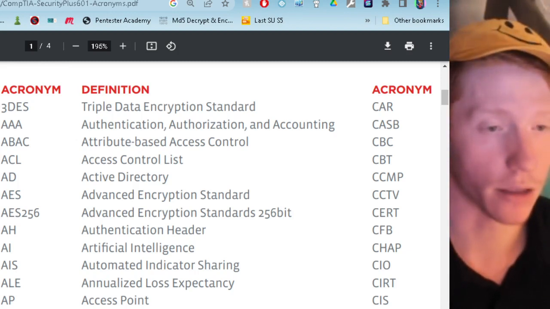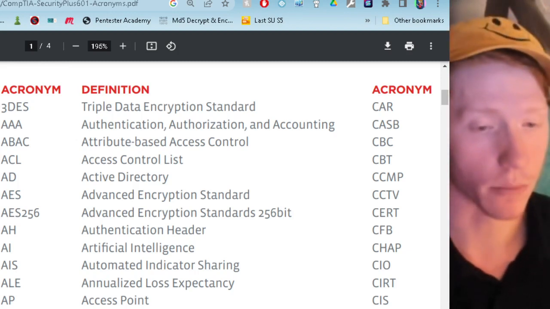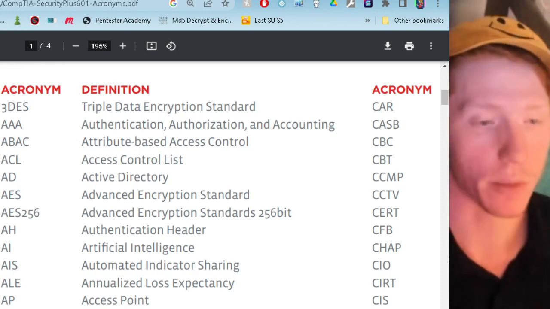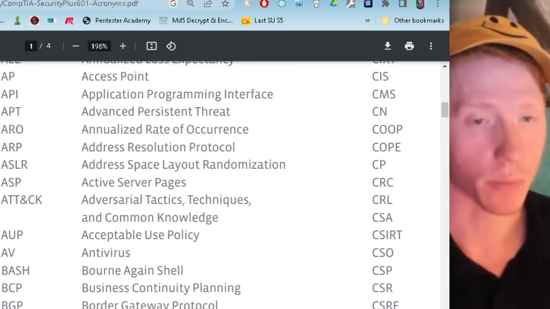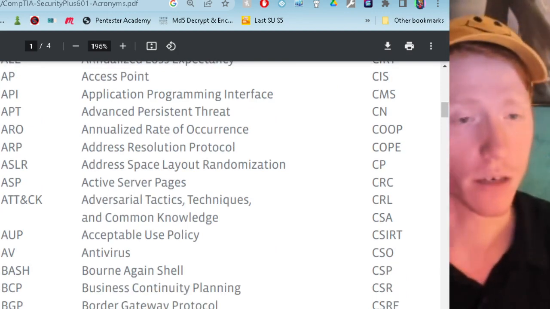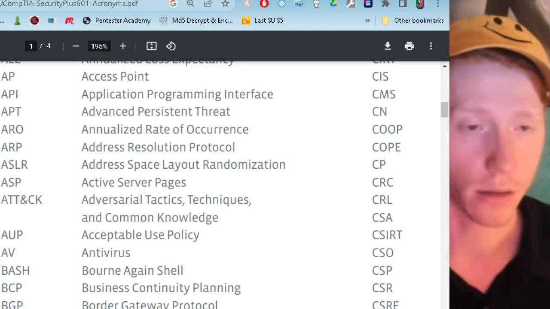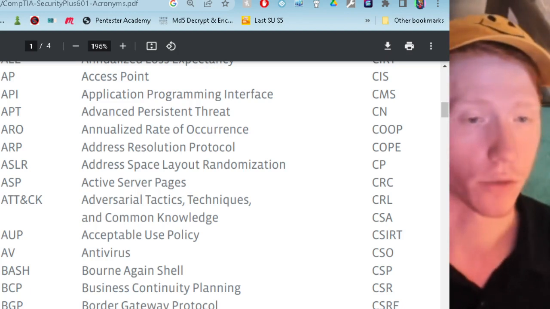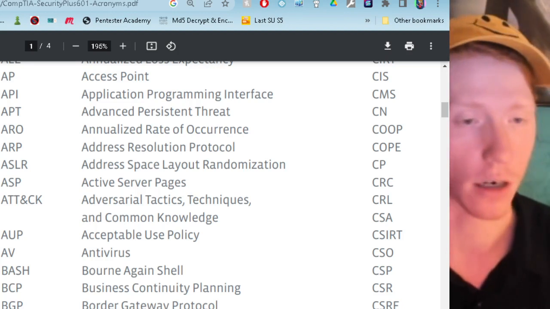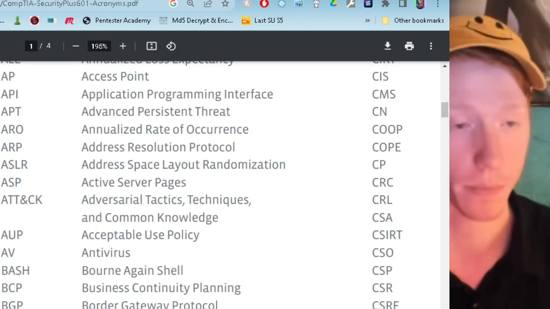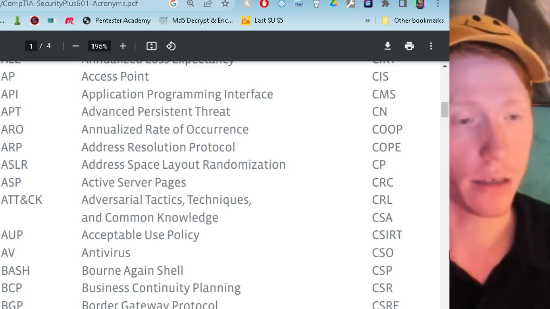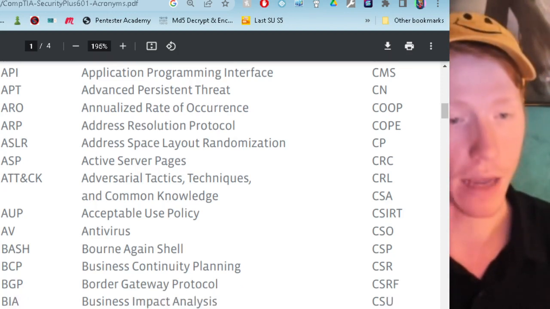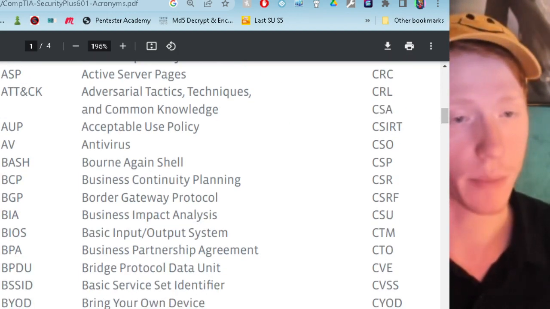AIS, Automated Indicator Sharing. ALE, Annualized Loss Expectancy. AP, Access Point. API, Application Programming Interface. APT, Advanced Persistent Threat. ARO, Annualized Rate of Occurrence. ARP, Address Resolution Protocol. ASLR, Address Space Layout Randomization. ASP, Active Server Pages. ATT&CK, Adversarial Tactics, Techniques, and Common Knowledge.